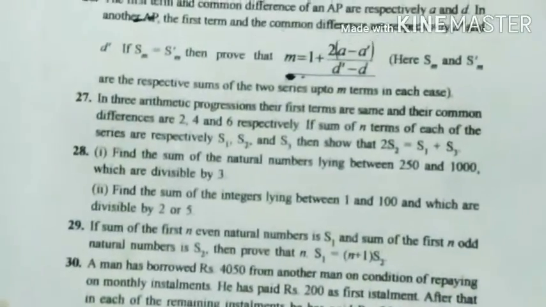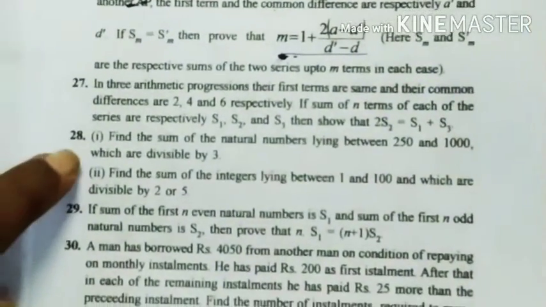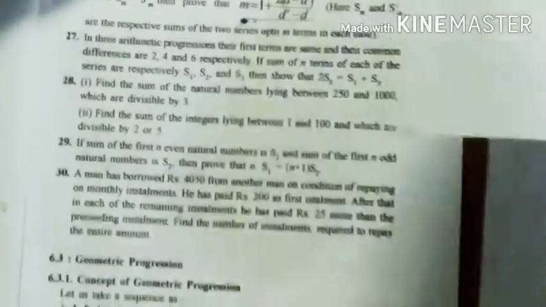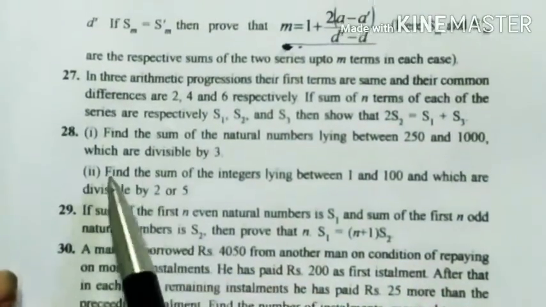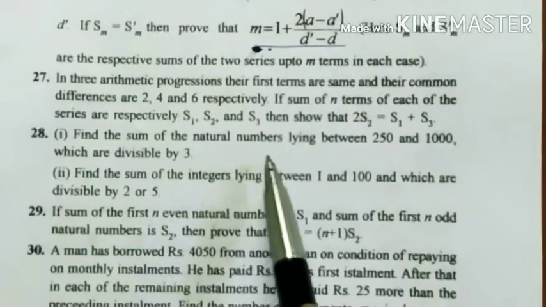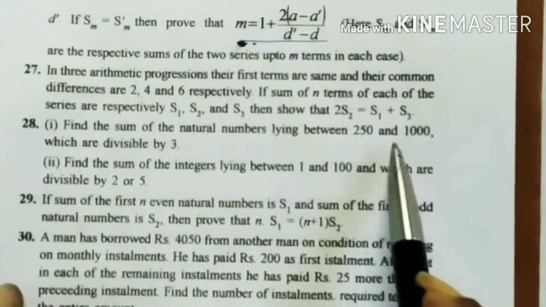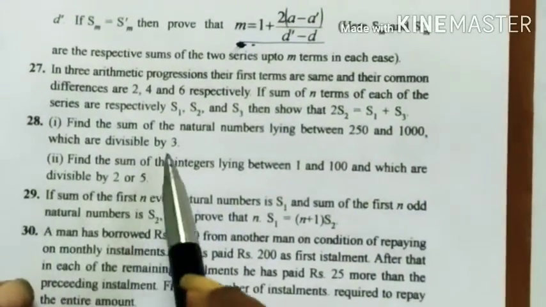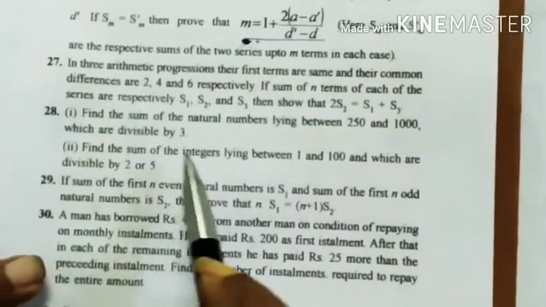Now, I am going to question number 28 first. This question is: find the sum of natural numbers lying between 250 and 1000 which are divisible by 3.